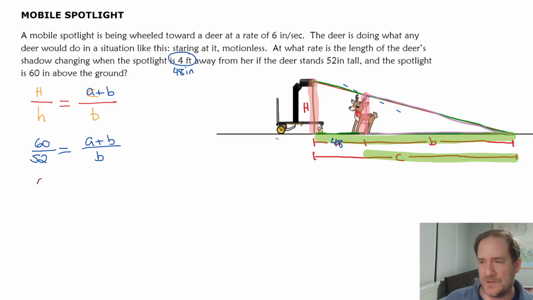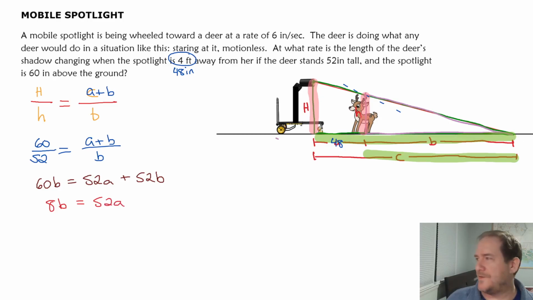So I'll cross multiply to get a 60B. That equals 52A plus 52B. And hopefully you notice right away that you can just subtract 52B from both sides to combine those terms. So now you just have an 8B that equals 52A. And it's from this point that you would go ahead and just do the derivative now.